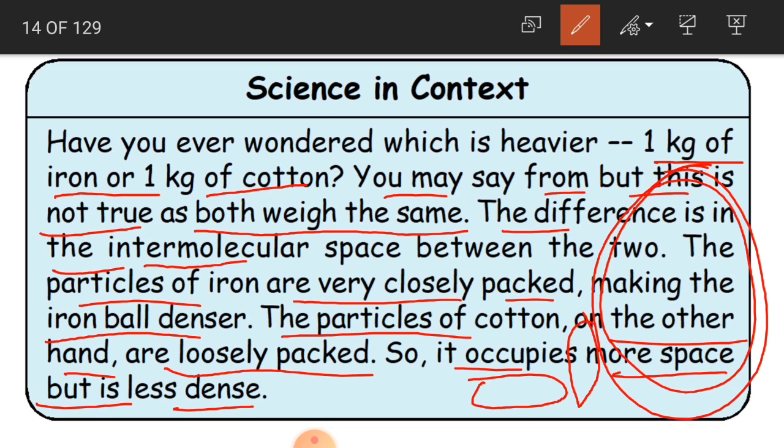That's what I said. The particles of iron are closely packed. If you see, 1 kg of iron is this much only, but 1 kg of cotton is this much, because iron is denser when compared to cotton. But the particles of cotton are loosely packed, so it occupies more space and it is less dense. Okay children, so this is how we can check the density of matter.